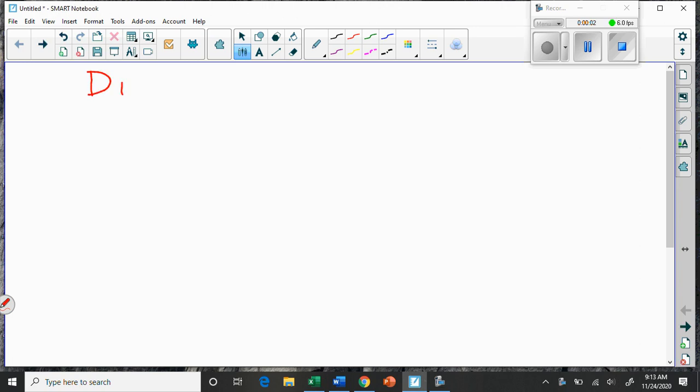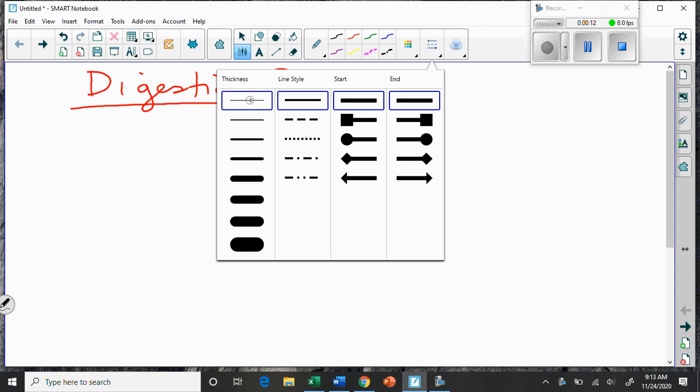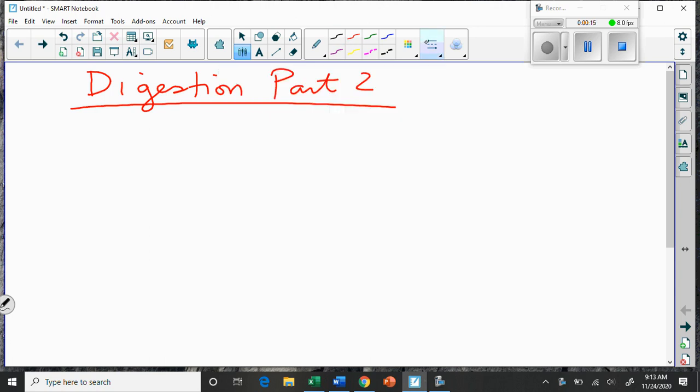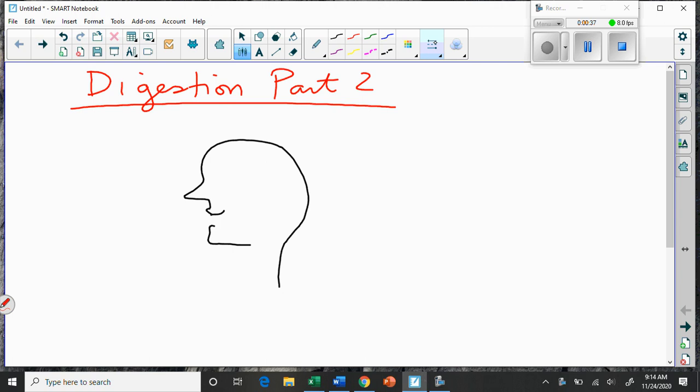So we're still in digestion here. This is part 2, continuing on from where we left off before. So I'll draw a picture of where we were. Essentially, we had drawn a head, and we had a mouth here. So here's our head. Okay, and of course inside the head we had drawn all the different structures.